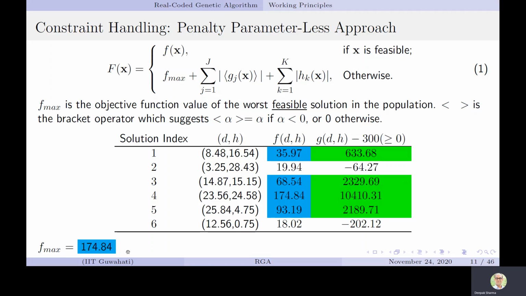Again, please note that when we are calculating Fmax, we will be only looking at the feasible solutions, which are 1, 3, 4 and 5. We will look at their objective function values, and among them, the one having the maximum function value will become Fmax.